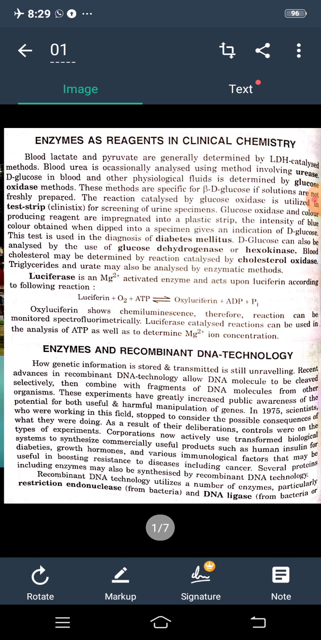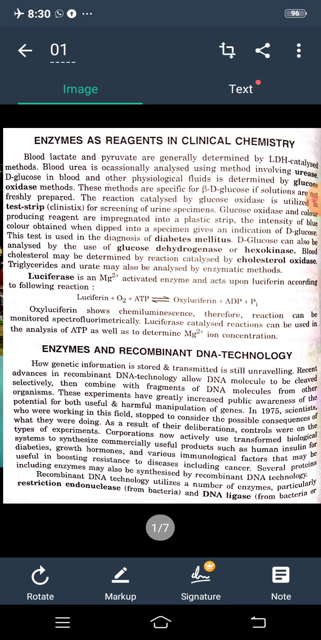Blood cholesterol may be determined by reactions catalyzed by cholesterol oxidase. Triglycerides and urate may also be analyzed by enzymatic method.